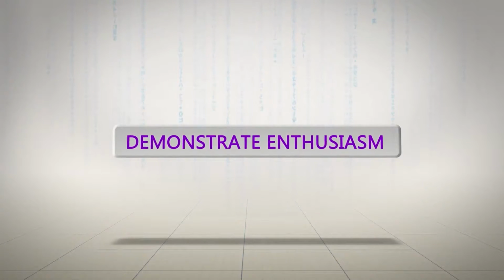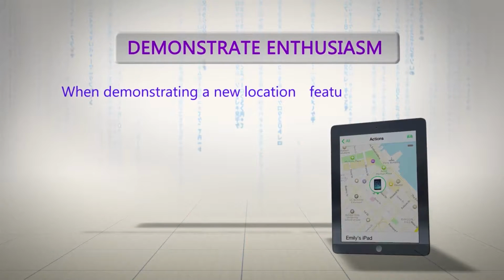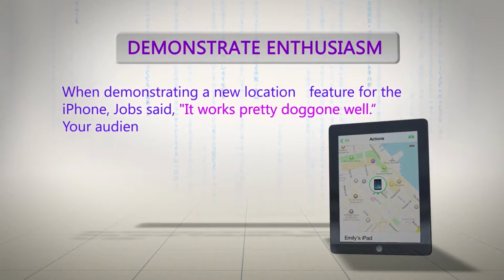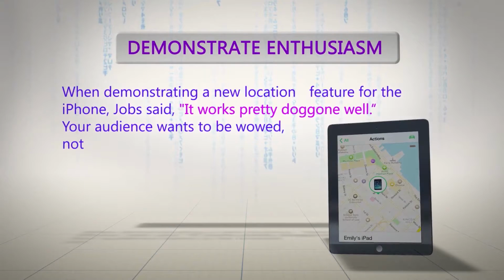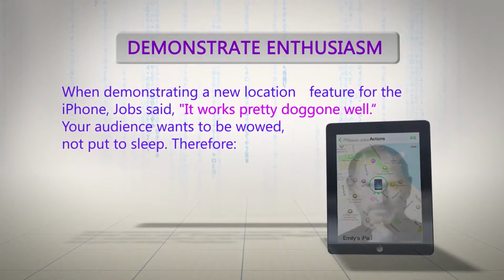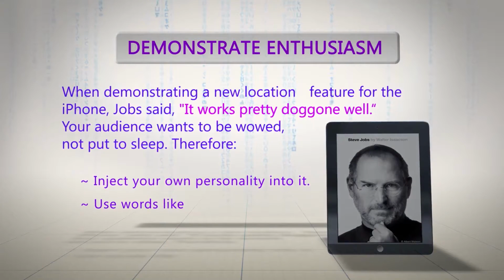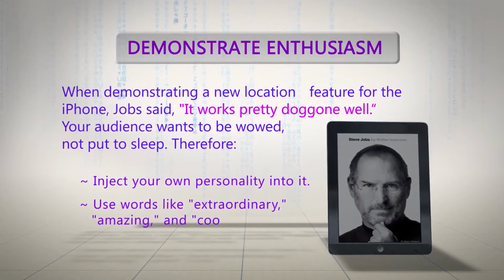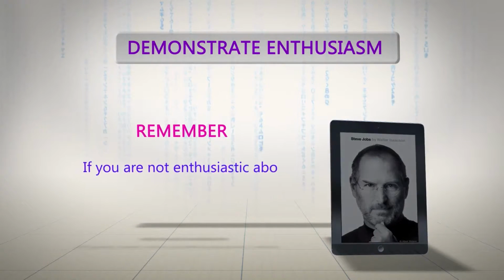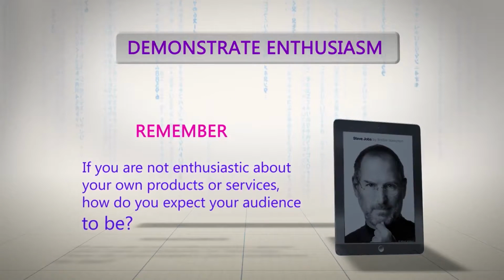Number 2. Demonstrate enthusiasm. When demonstrating a new location feature for the iPhone, Jobs said, "It works pretty doggone well." Your audience wants to be wowed, not put to sleep. Therefore, inject your own personality into it. Use words like extraordinary, amazing, and cool. Remember, if you are not enthusiastic about your own products or services, how do you expect your audience to be?